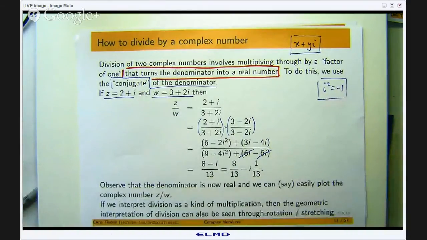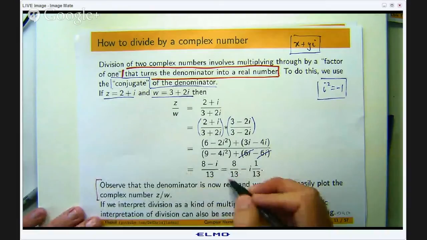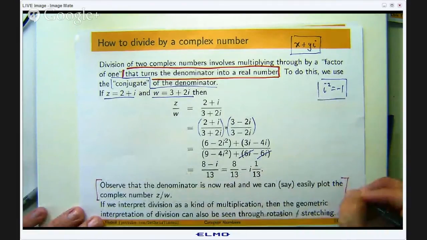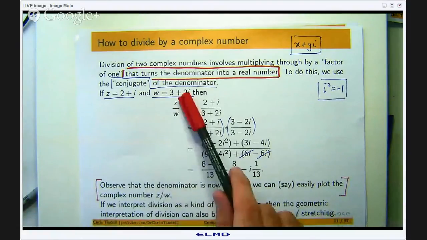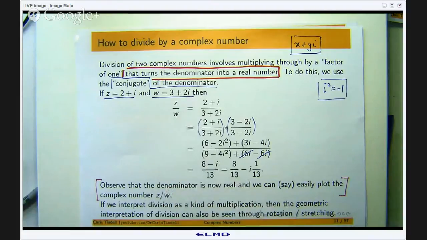So the important thing in that example is that the denominator is now real. That means we can easily plot the quotient here in, say, the complex plane or in an Argand diagram. Now, I talked about the geometric interpretation of multiplication of two complex numbers. Well, what about division? I'm not going to talk about it too much, but if you interpret division as a sort of inverse to multiplication, then the interpretation of division can also be seen through a rotation or a stretching principle.